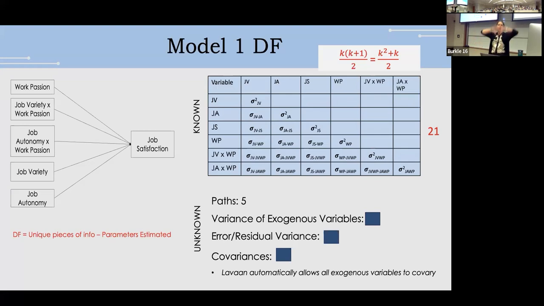We're going to say, hey, out in the population, this is the spread of work passion. This is the spread of your moderator. This is the spread of job variety. So we've got how many variances to estimate? 5, 1 for each exogenous variable.